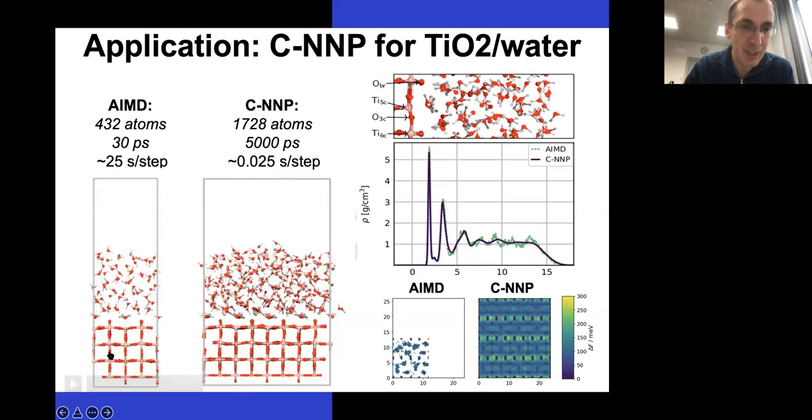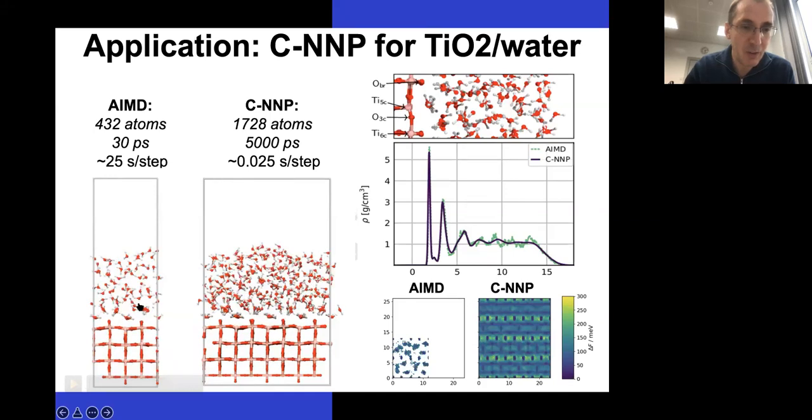So what we have here is the system that we were able to simulate with ab initio molecular dynamics. And so this was a fairly chunky system. We had more than 400 atoms, and we were able to run a simulation for 30 picoseconds. Each simulation step took 25 seconds per step. With our committee neural network potentials, we really can look at system sizes that are four times as large. We can look at trajectories that are more than 100 times as long, and this can be done at a fraction of the computational cost.